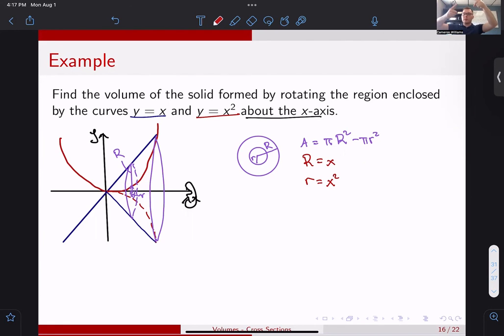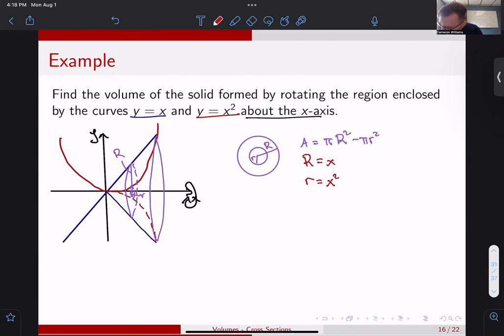That's because when I rotate this way, the symmetry is about the x-axis, which means that my cross sections are going to be stacked up like this, and they're all going to be circles or washers or annuli, however you prefer. So my integration variable needs to be x in this case because I need to add them up this way. If I did any other direction, it's not going to be nice, and the cross sections are not going to be very nice, and we don't have the tools to do it that way. But if I integrate this way, my cross sections are all going to be annuli with varying inner and outer radii.